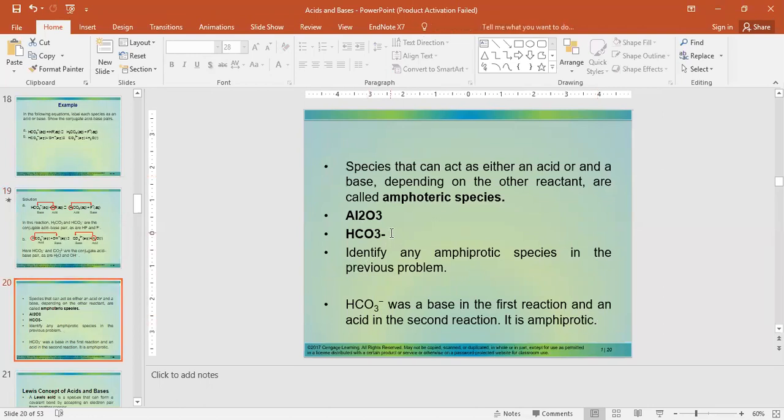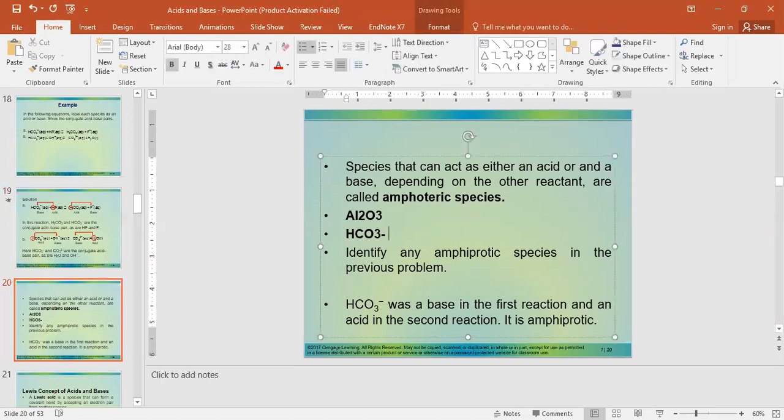And that is why I'm saying that this one is amphoteric and ambiprotic, while this one is only amphoteric and not ambiprotic. Is it clear now?